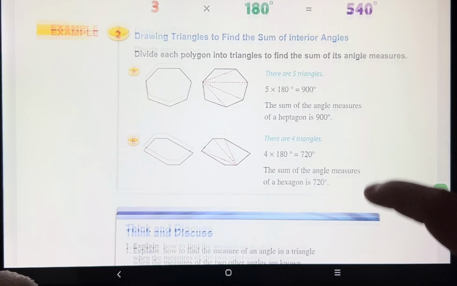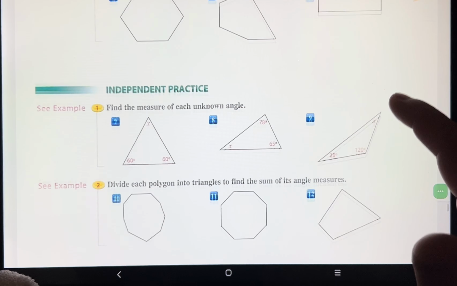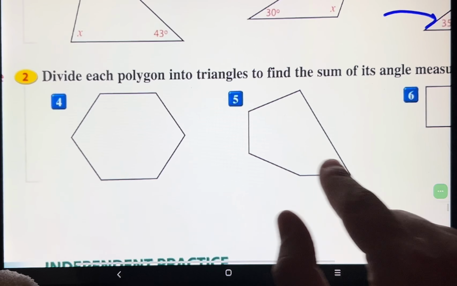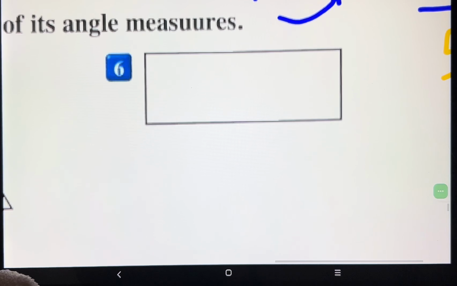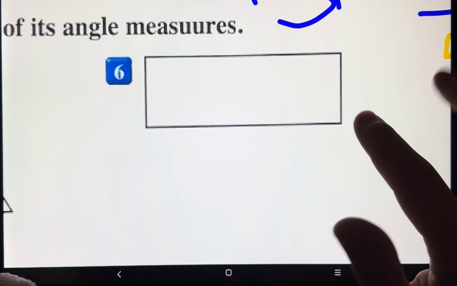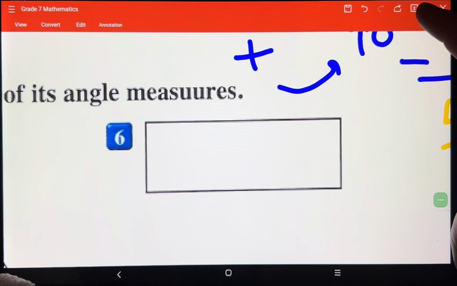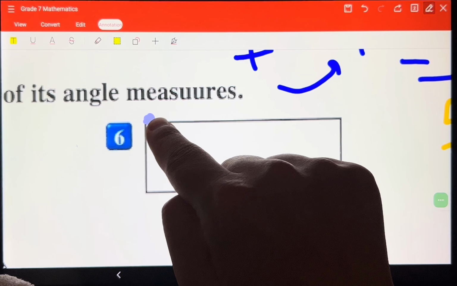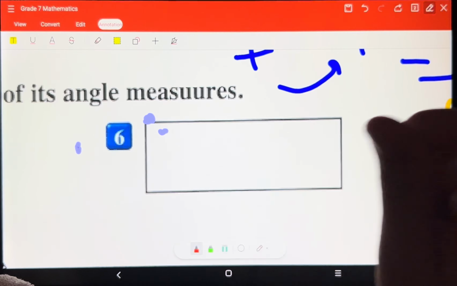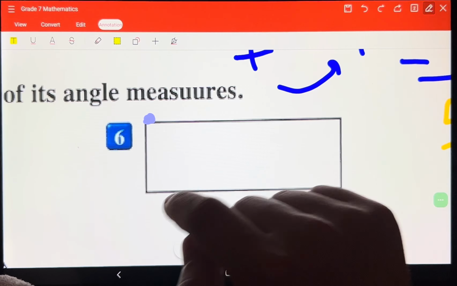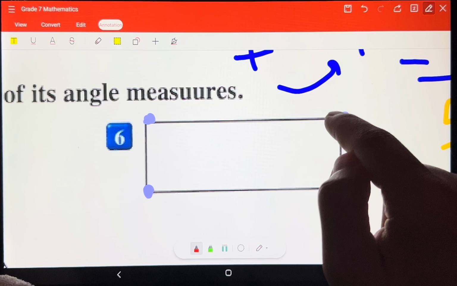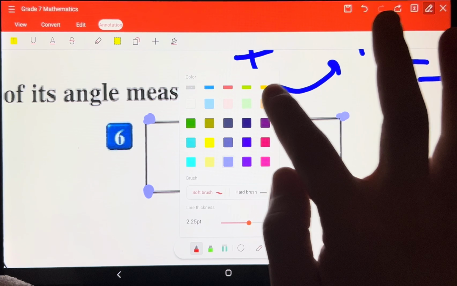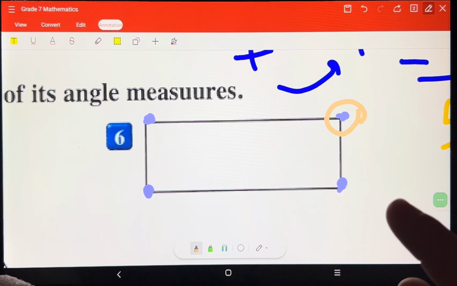Let's solve another question, question number 6, step by step. The first step is to make sure I have the vertices: 1, 2, 3, and 4. I've got 4 vertices. The second step is to take any vertex I want. Let's say I take this vertex here.